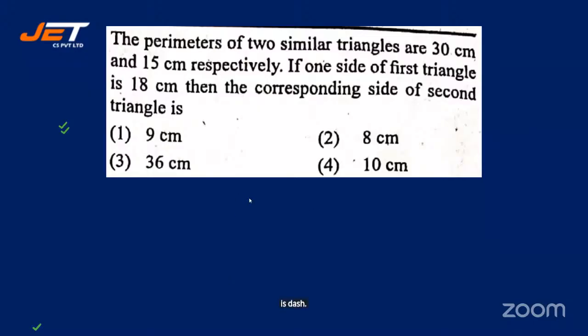Right. So I repeat, the perimeters of two similar triangles are 30 centimeter and 15 centimeter respectively. If one side of the first triangle is 18 centimeter, then the corresponding side of the second triangle is dash.